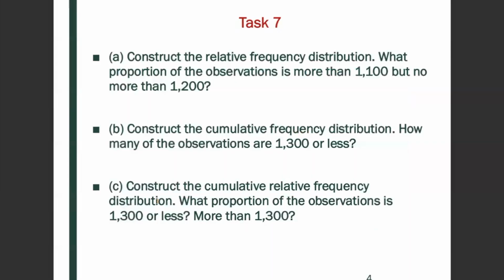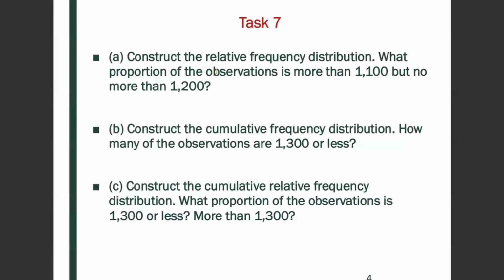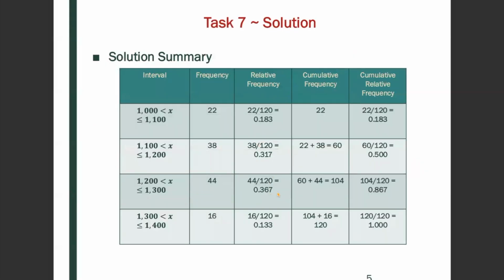And so to refresh our memories, this question is asking what proportion of the observations is more than 1100, but no more than 1200. So that would be this category here, or this row here. So that answer would be 0.317 because it's asking for the relative frequency. So the answer to part A would be 0.317.